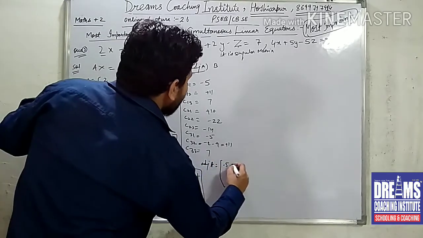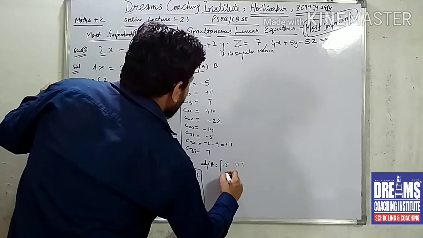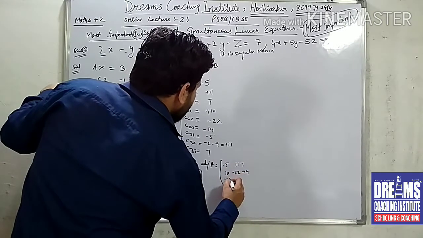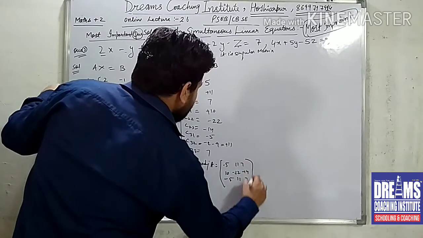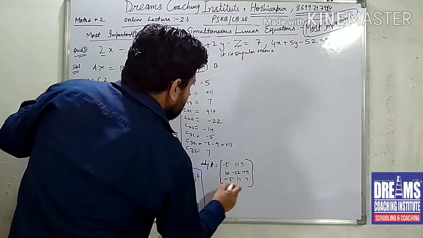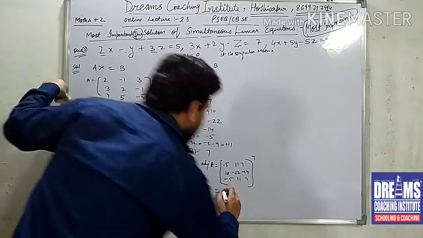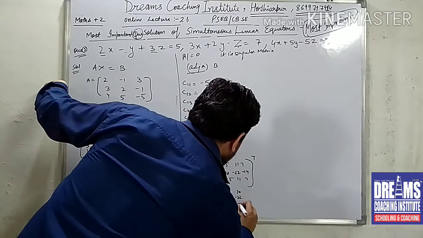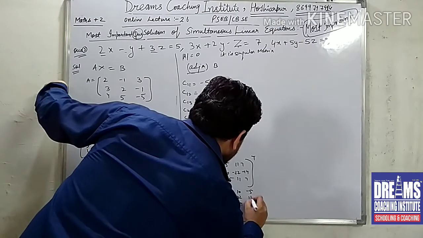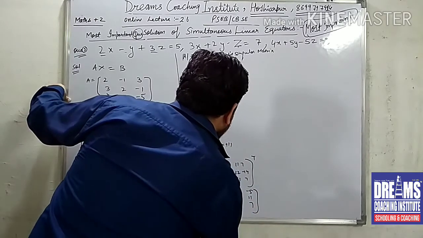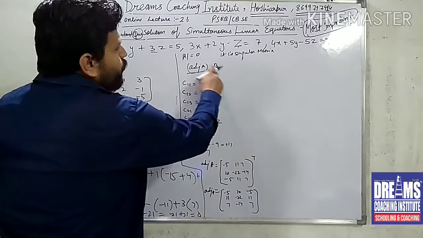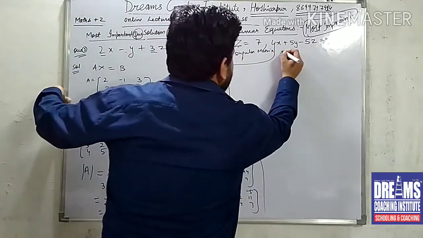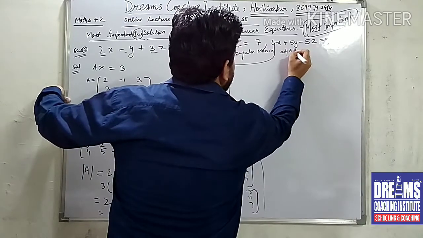So let us write it: minus 5, 11, 7, 10, minus 22, minus 14, minus 5, 11 and 7. So these are the cofactors, and its transpose will be the adjoint of this. So this comes to be minus 5, 11, 7, 10, minus 22, minus 14, minus 5, 11 and 7. So this is adjoint of A. So now we need to find the adjoint of A into B. So adjoint of A into B can be solved over here.